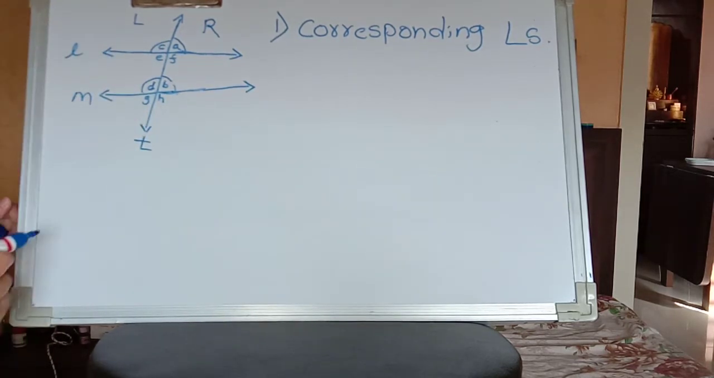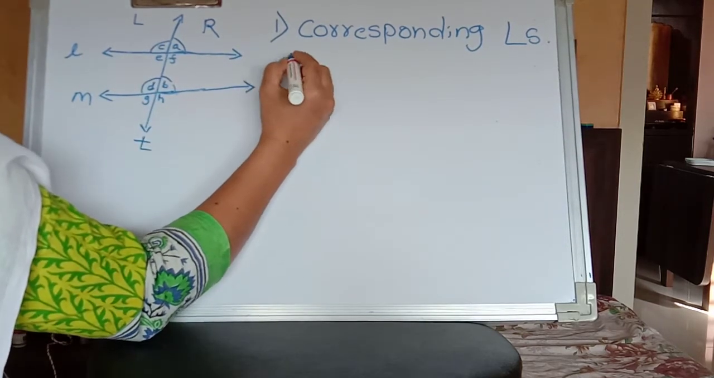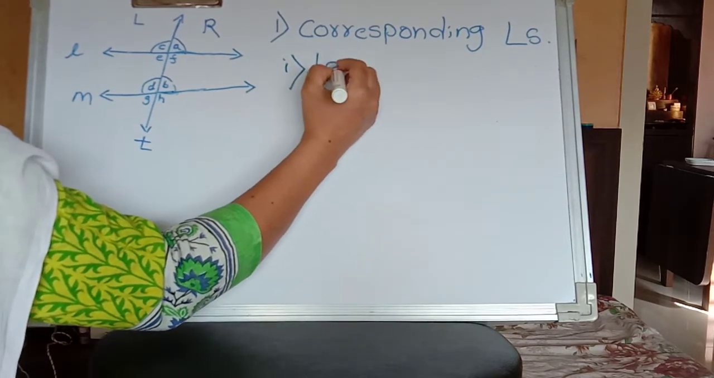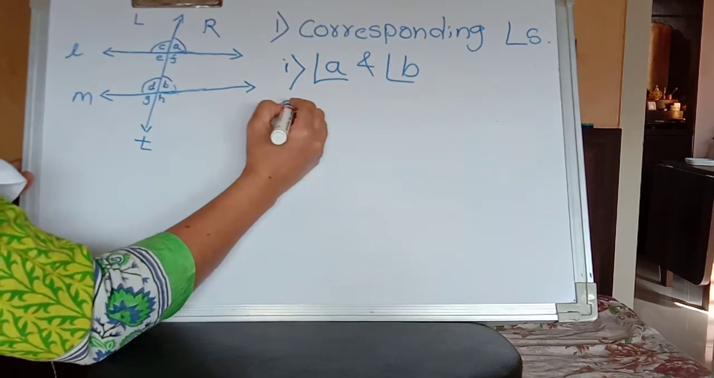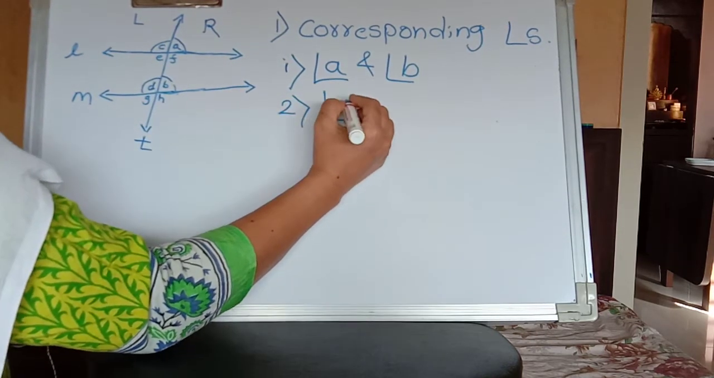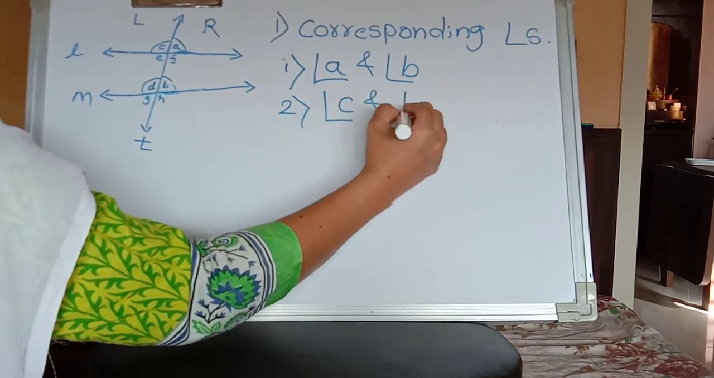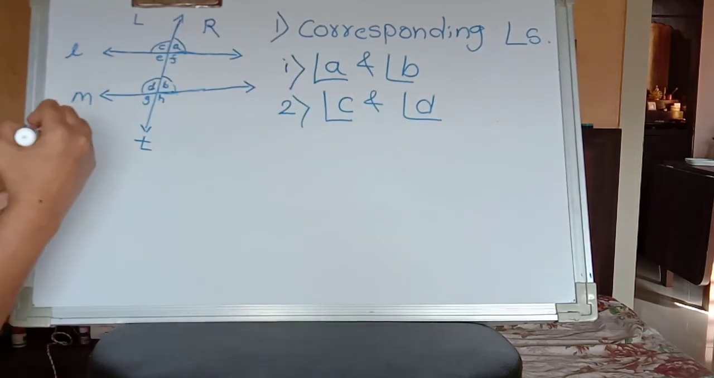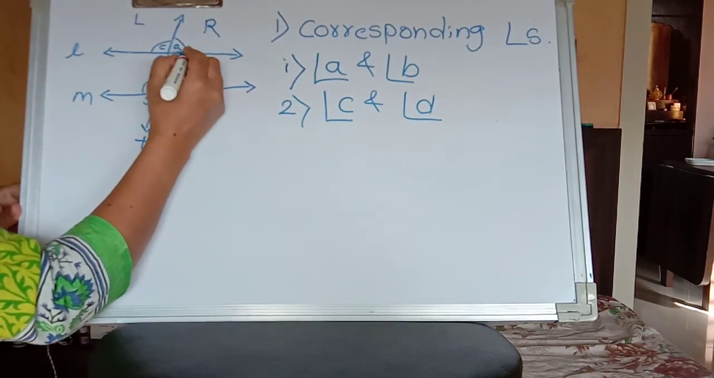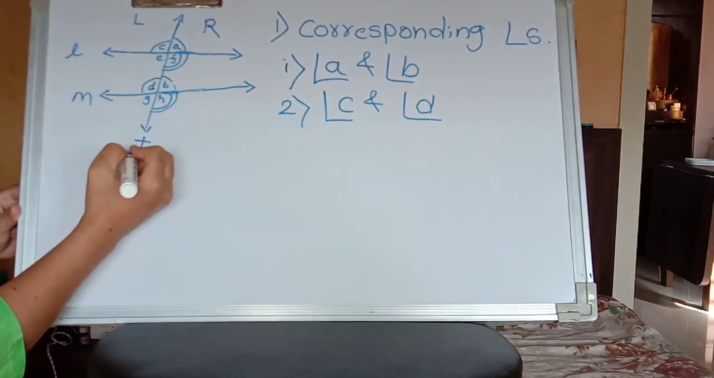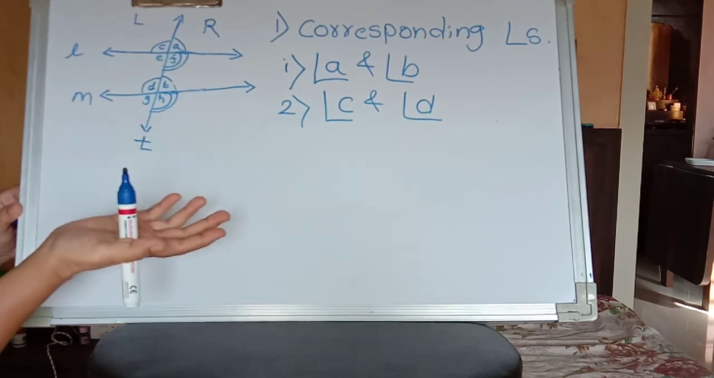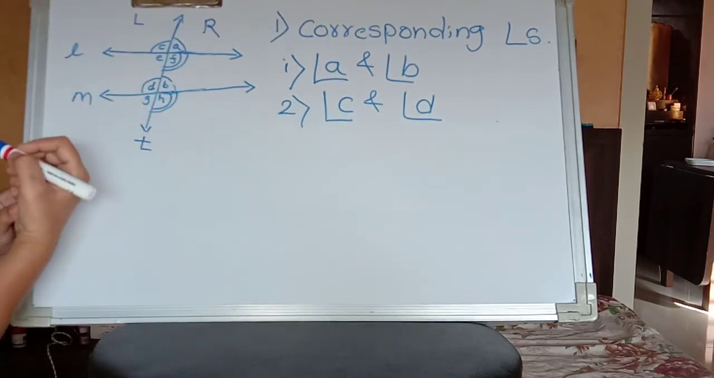So can you make out how many pairs of corresponding angles are there? Yes, there are 4 pairs. So the first pair which we have seen is angle A and angle B. The second pair which we have seen is angle C and angle D. Now, are angle F and angle H also corresponding angles? Obviously, yes. These are also corresponding angles.